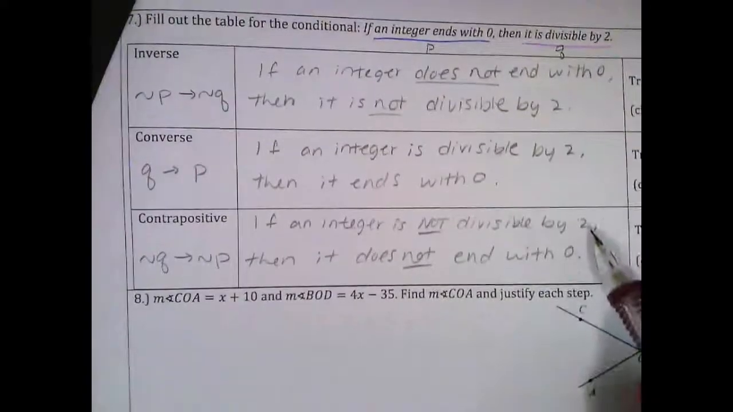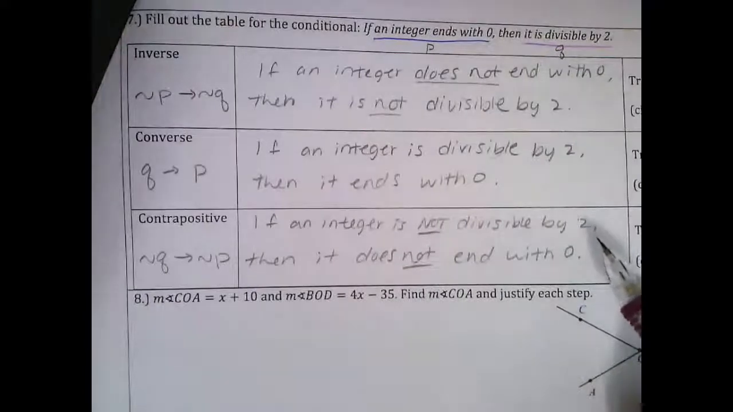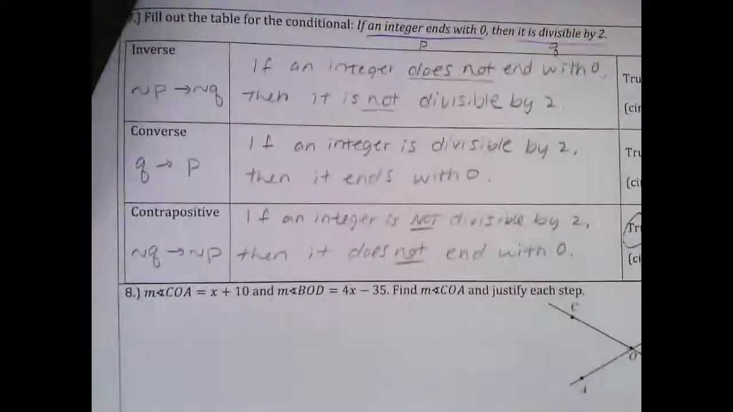So things that are not divisible by 2 are like 3 and 5, like all odd numbers are not divisible by 2. Are there any odd numbers that end in 0? No, so this is true.